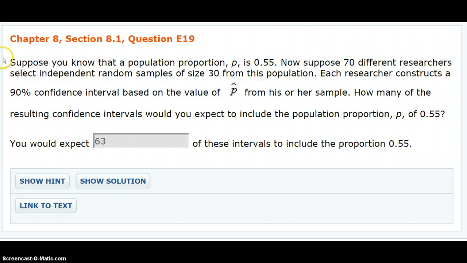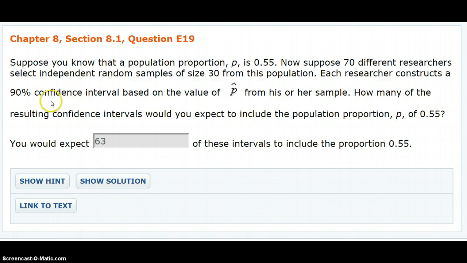And we have 70 different researchers conducting studies with independent random samples of size 30. So each of these 70 researchers has their own sample of size 30. Each one constructs a 95% confidence interval based on the value of p hat from his or her sample. For example, maybe researcher 1 gets a sample of size 30, calculates that the proportion of whatever they're studying is 0.52, and then creates a 90% confidence interval around that, like we did in the video P2.